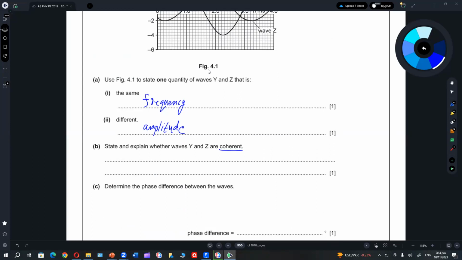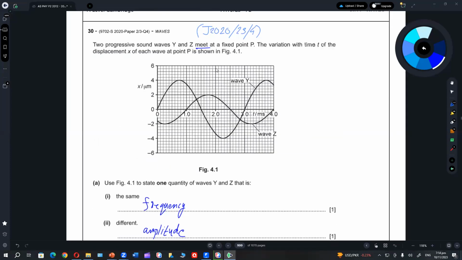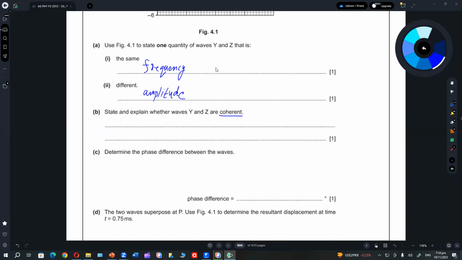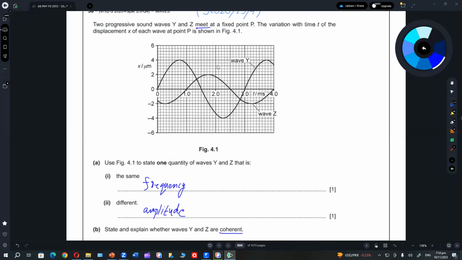When two or more waves have a constant phase difference. Ariba, you please also tell that. Is it necessary that the waves should have the same wavelength or time period? Otherwise, coherence cannot be found. For coherence, it is necessary that they should have a constant phase difference. They should have a constant wavelength. Otherwise, they can't be said to be coherent. Now he says, state and explain whether waves Y and Z are coherent.